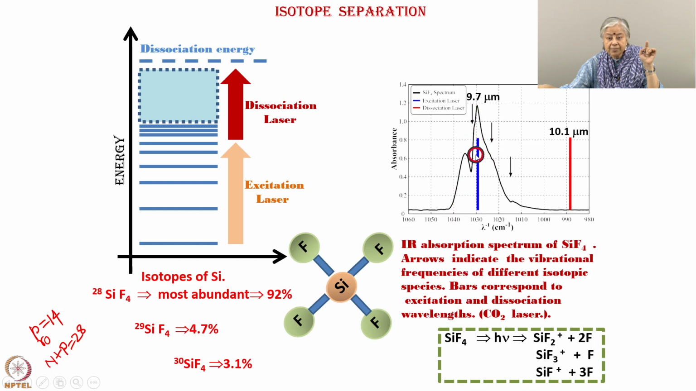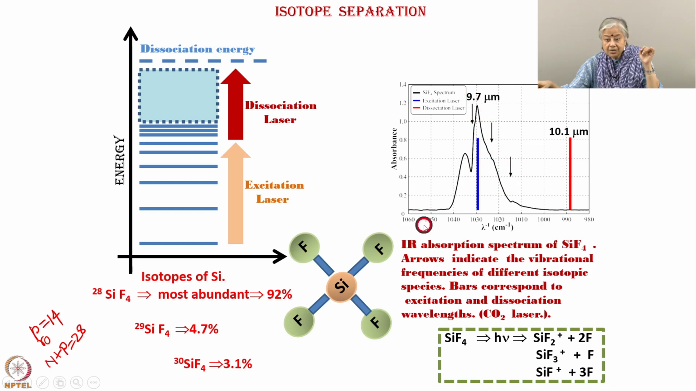This is for the most abundant, that is silicon 28, and this is the absorption line, of course. These are the wavelengths. And this is the absorption of silicon 30 and silicon 29. So the absorption of silicon 28 is quite high. So it is very easy to do that, whichever wavelength you are able to tune to.